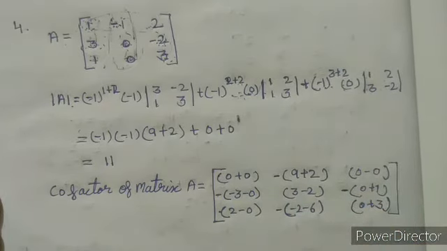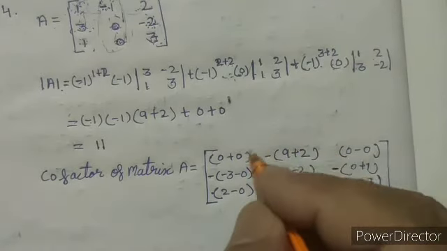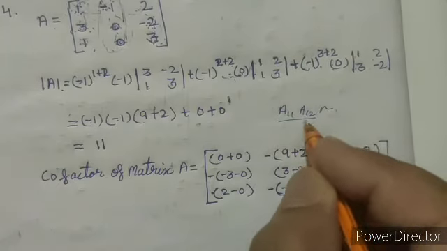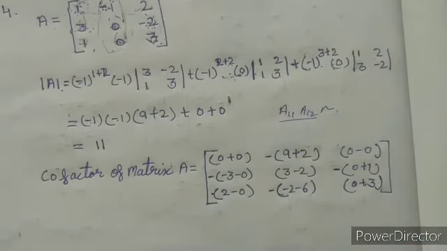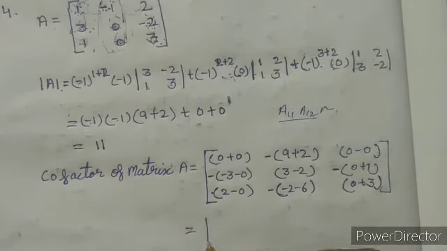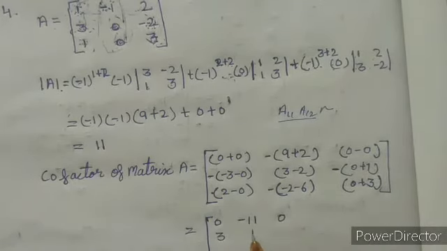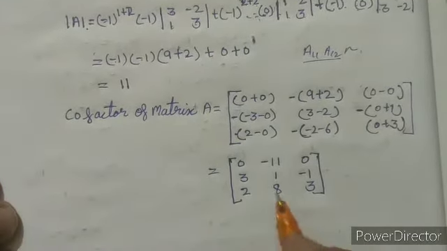Now here I have obtained the cofactor of the matrix directly. You can also find A11, A12, A13 and so on, as we have done in the previous question, and then you can write the cofactor of matrix A. Now this will be 0, minus 11, 0, 3, 1, minus 1, 2, 8, 3. Now these are the cofactors of the elements of matrix A.